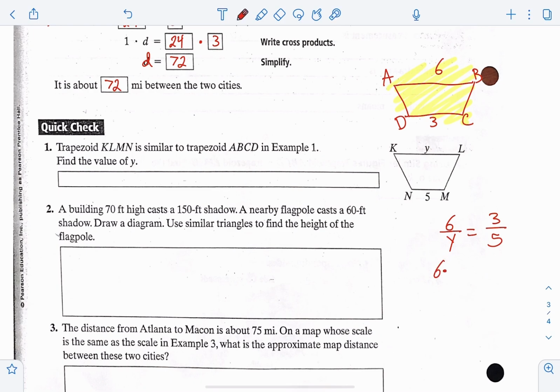You're going to have 6 times 5 equals 3 times y. 6 times 5 is 30 equals 3y. Divide both sides by 3, and you end up with 10 equals y.